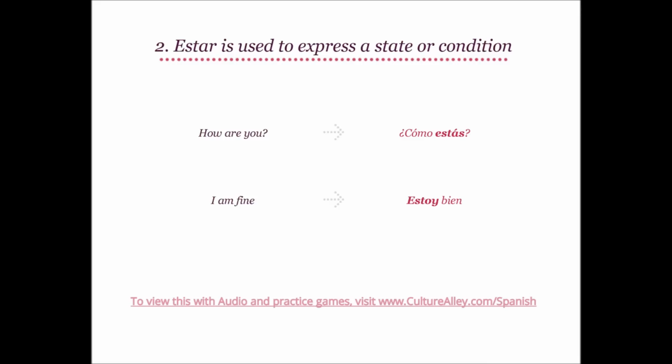For example, they may be fine or sick or tired. These are all temporary conditions. Let's take another example. I am fine. Again, I am fine is a temporary situation as someone may be fine at a point in time but may fall ill later. I am fine translates to estoy bien. Say that also. Estoy bien. Estoy is a form of estar.